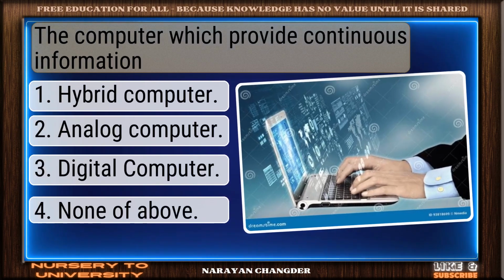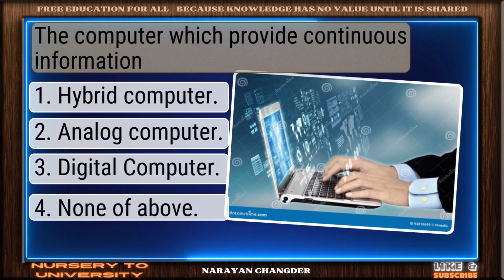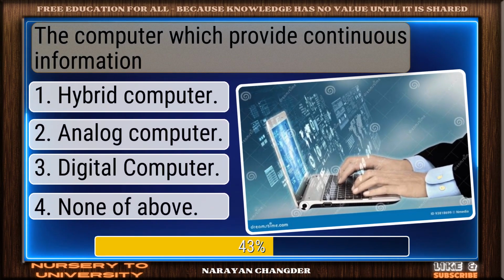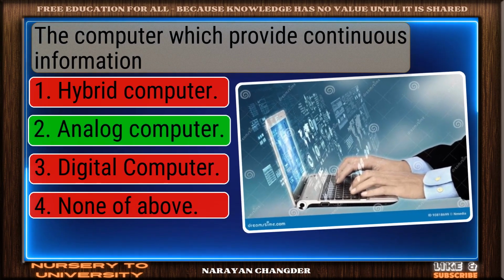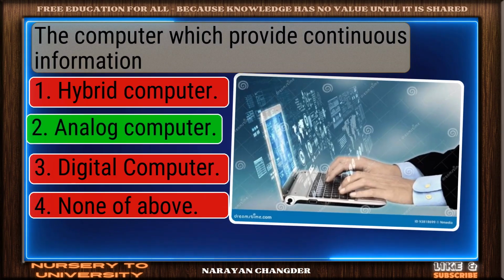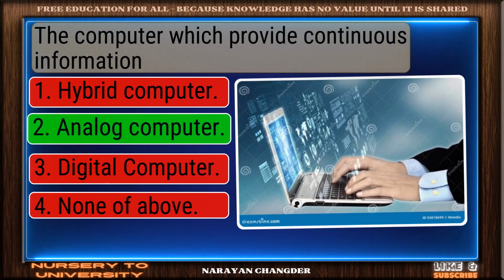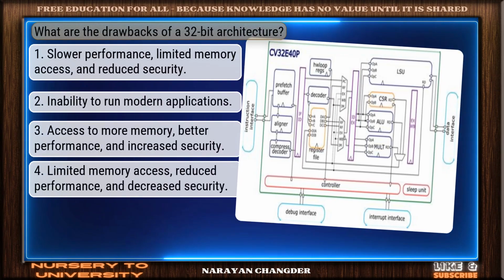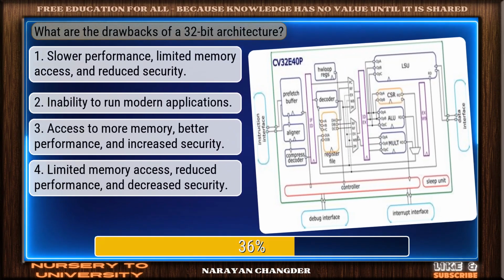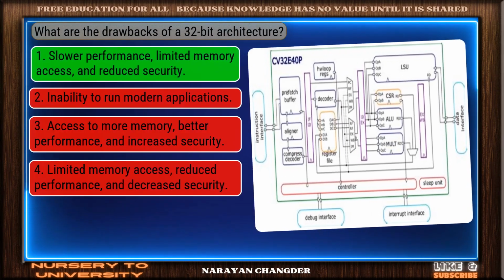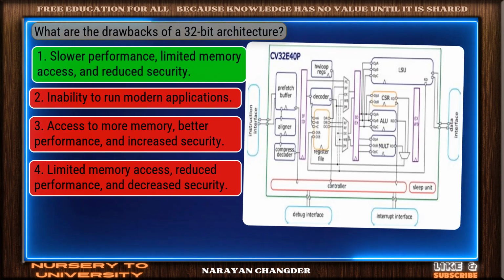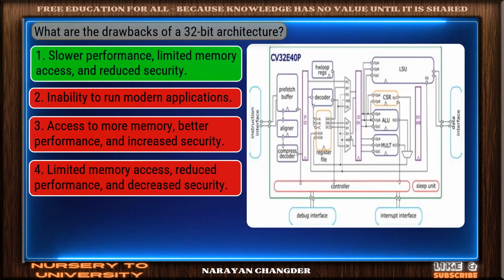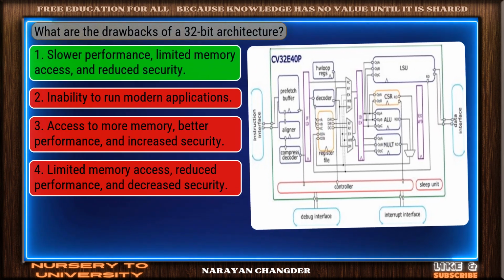Question number 11. The computer which provides continuous information. Nicely done. Analog computer is a solid answer. Question number 12. What are the drawbacks of a 32-bit architecture? Well reasoned. Slower performance, limited memory access, and reduced security is the correct choice.